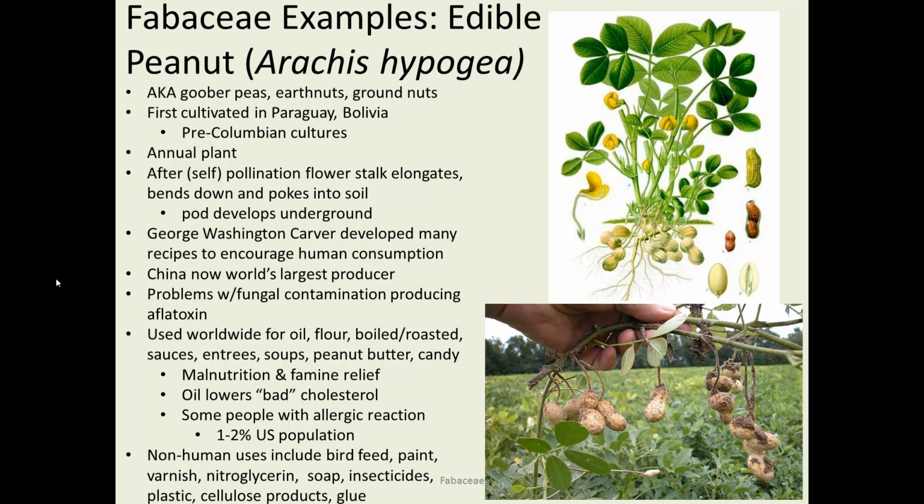There is a significant portion of the U.S. population and others worldwide that are quite allergic to peanuts, and so they have to be very careful if peanut products are in anything they might eat. Even a small trace amount can cause an anaphylactic reaction. This obviously is a negative for the peanut producers. They have to be extremely careful about how they market their products and make sure that everything is labeled very carefully. There are many other uses that are non-human, including bird food, varnishes and paints, nitroglycerin, insecticides, and some cellulose products and glue are made out of peanut.